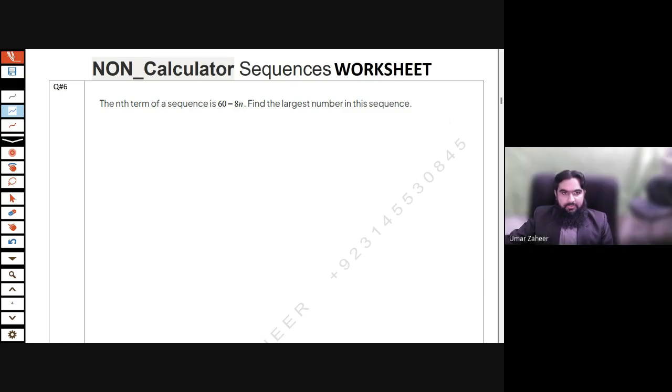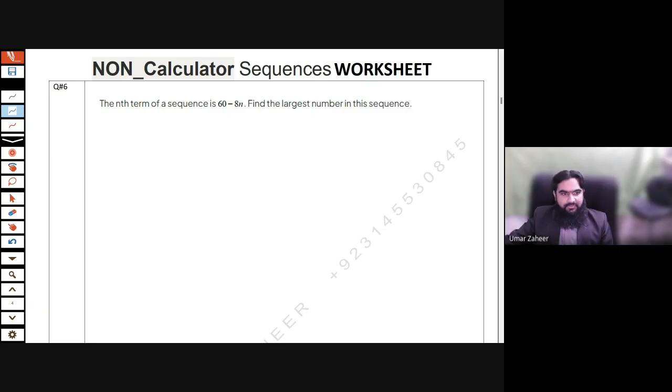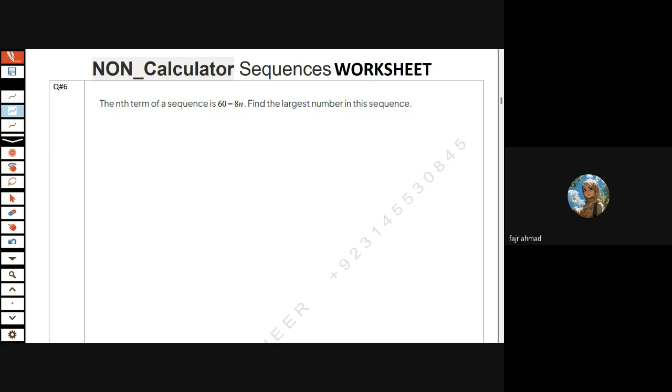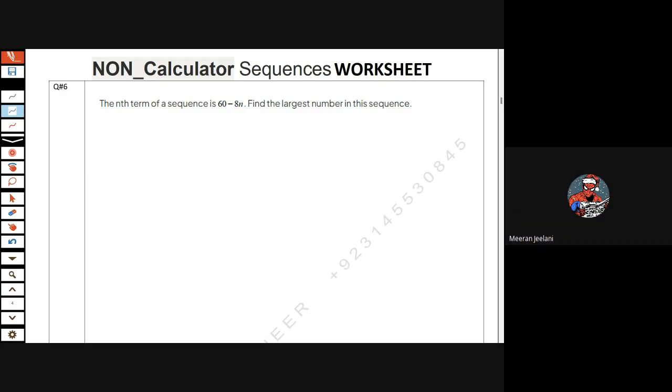No. Think about it. We have to find the sequence. If you find the sequence, you will find the largest number in it. Please find the sequence in your notebook. Substitute n equal to 1, 2, 3, 4, 5, and tell me which is the largest value. So the largest value is 52.